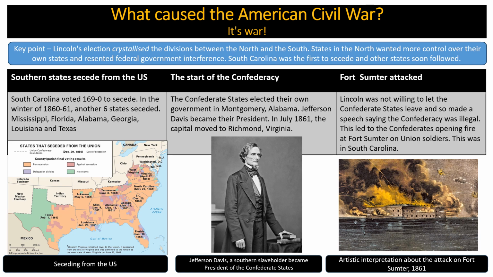Now, when Lincoln became president, he said it was illegal that the Confederate states had left. He was not willing to let this happen. And he made a speech, very famous speech, saying the Confederacy was illegal. That led to Confederates opening fire at a place called Fort Sumter on Union soldiers. This was in South Carolina. And this is what started off the American Civil War.